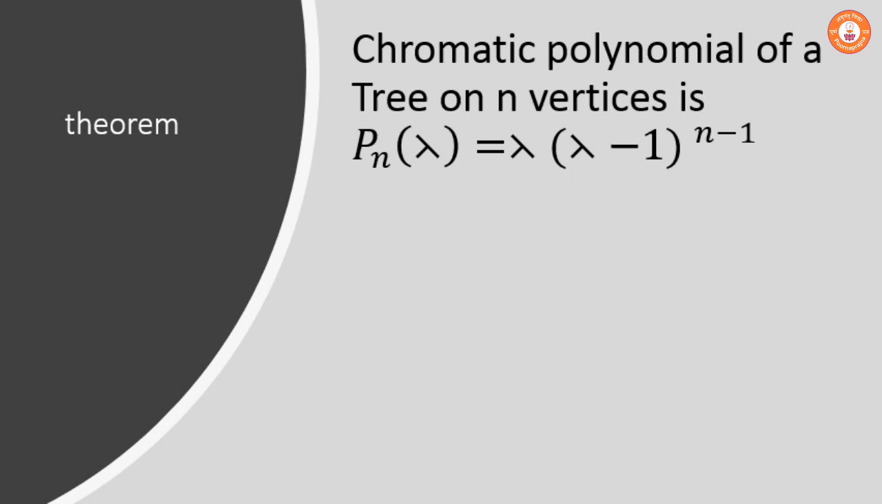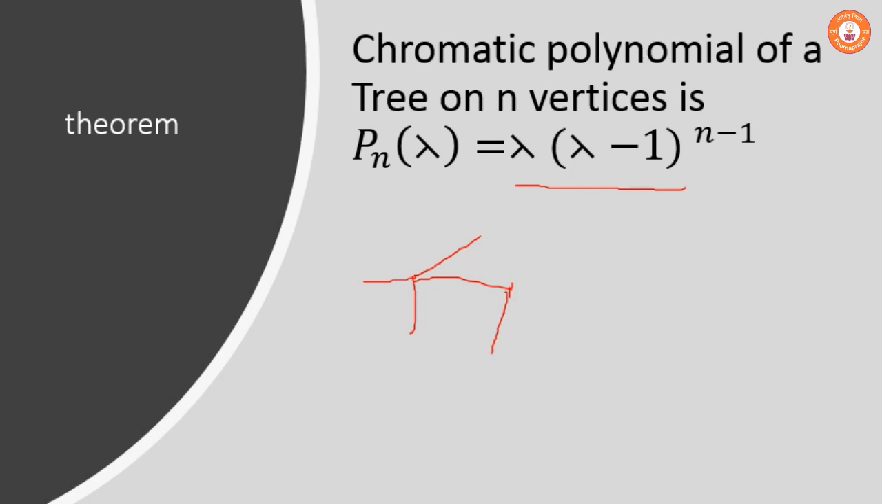Here is a result for the chromatic polynomial of a tree. Chromatic polynomial of a tree is lambda into lambda minus 1 power n minus 1. How is this possible? First of all, what is a tree? A tree is a connected graph without any cycles. Say, for example, this one. Tree on 5 vertices.